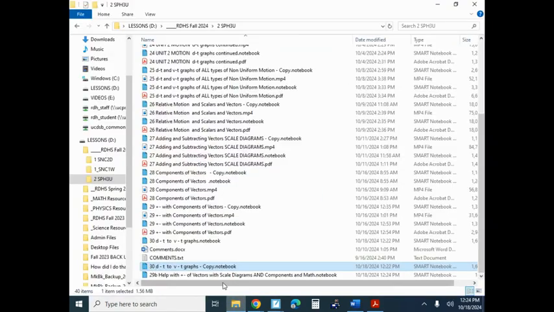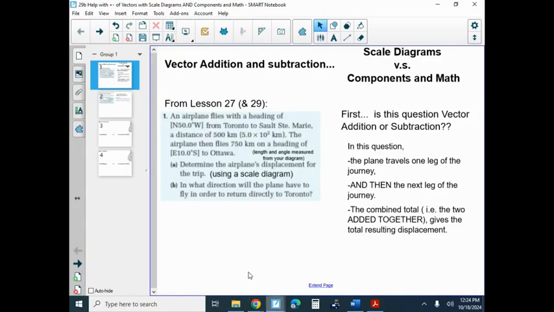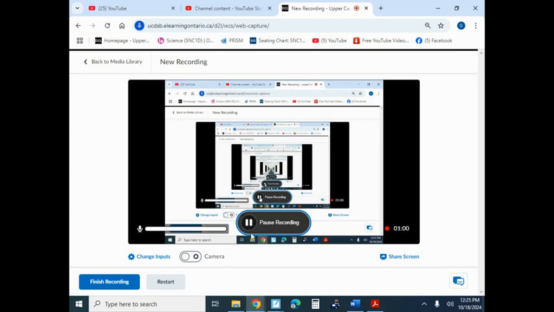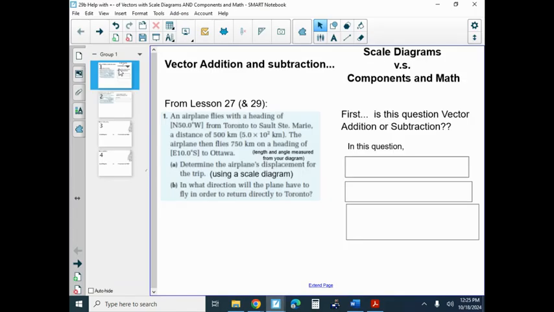I just want to make sure I copied that file, so I have a blank version of it. All right, sorry about that. I did need to copy that file, and I just modified it a little bit as well.